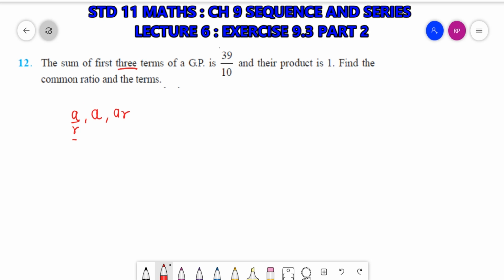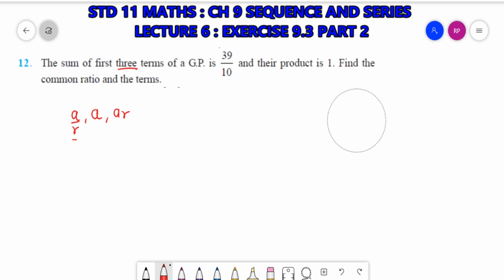But even if there are 4 terms, then what do you have to do? Take A by R and AR, means take the ratio as R squared. So now this will be A by R cube and here AR cube. Means A by R cube multiplied by R squared. A by R multiplied by R squared, 1 R will get cancelled, and AR multiplied by R squared. So when there are an even number of terms, take the ratio as R squared.